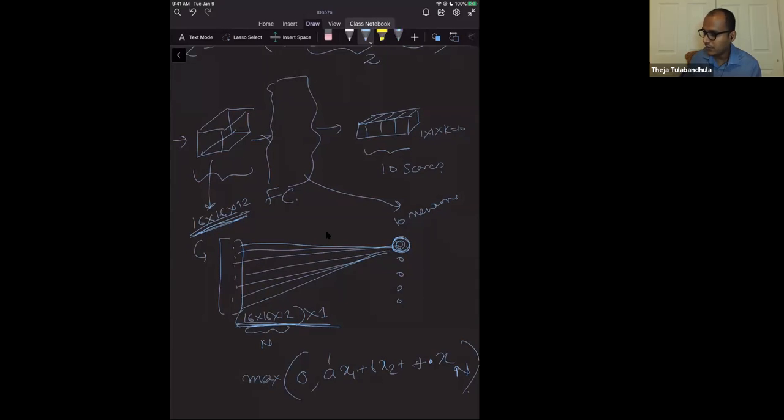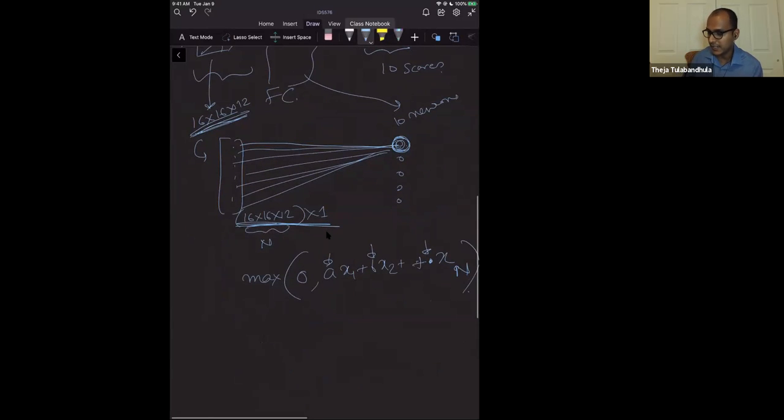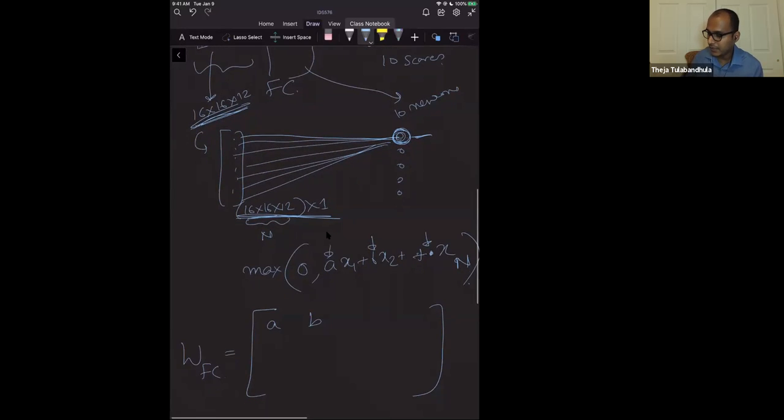So now what are these coefficients? That is what I was trying to interpret. These coefficients, which are related to this neuron here, are nothing but the elements of the matrix A. So let's say this is the weight matrix corresponding to the fully connected layer. It's going to be a weight matrix which is 10 cross this number n, where n is just 16 times 16 times 12. So A, B, C, and so on. If you just look at the first row, these are the numbers associated with the first neuron.